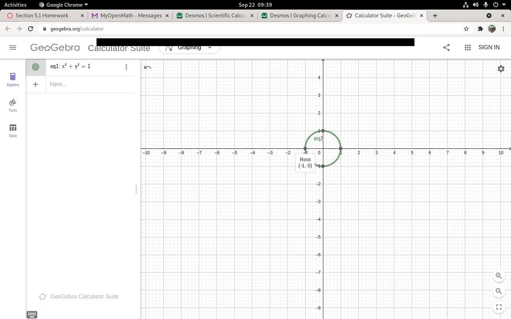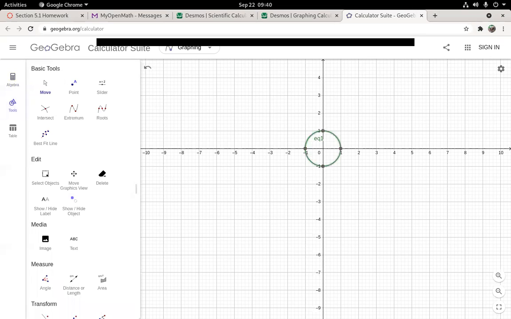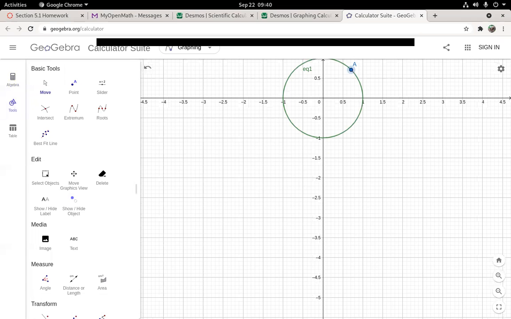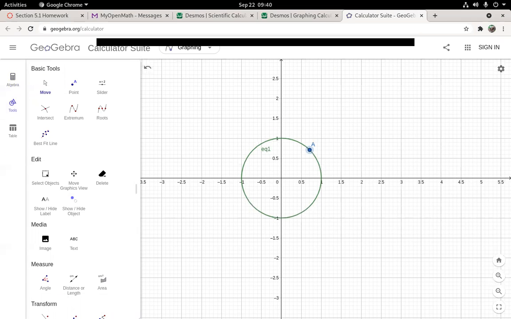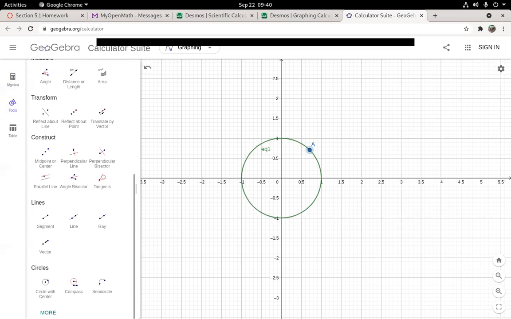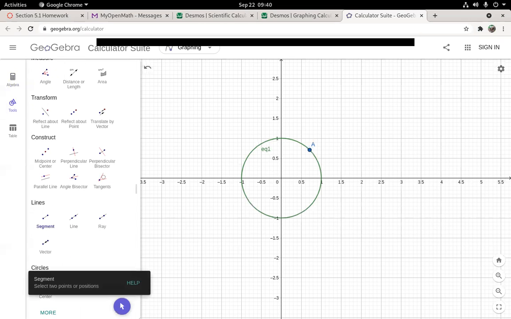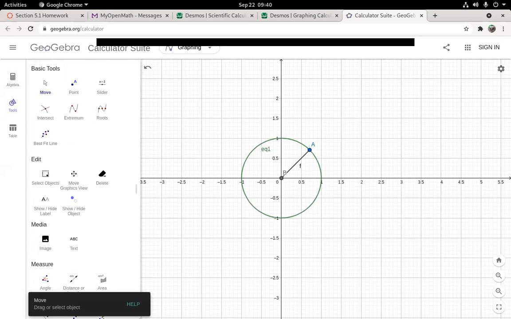GeoGebra has a few other features that I really like in their tools section. For example, I can stick a point on the circle right there, and then I can move that point around. So that point is stuck to the circle, which is kind of fun. I'm going to build this up a little more, and then I'll share it with you. Let me zoom in on it. The other thing I want to do here is connect a line segment from the origin to that point. So now if I go back to the move tool, I can grab the point and the radius will move too. It's kind of fun.